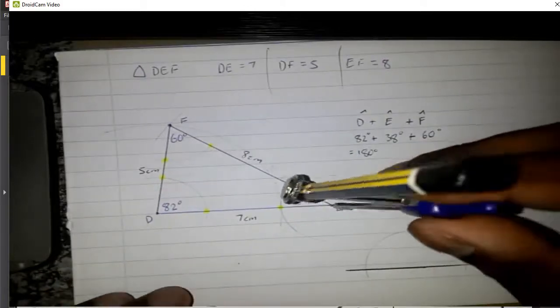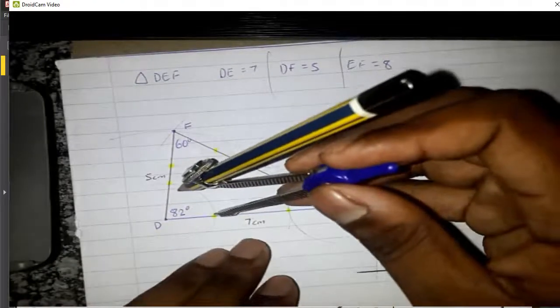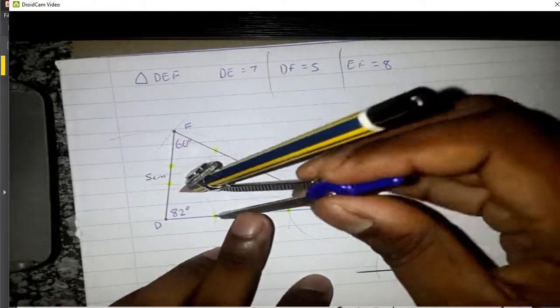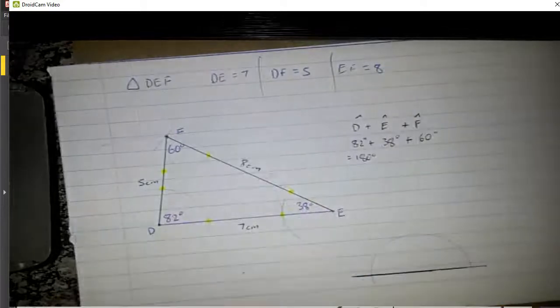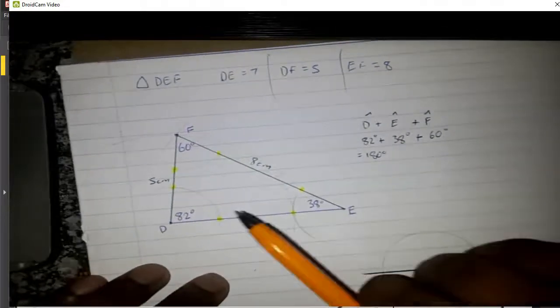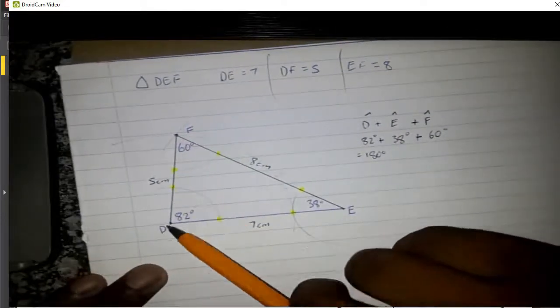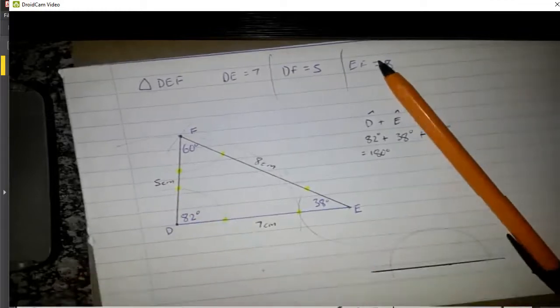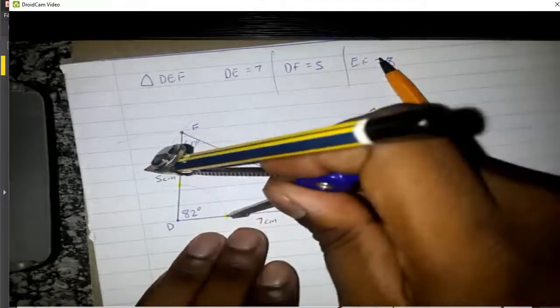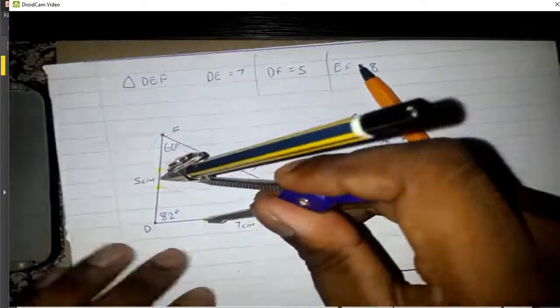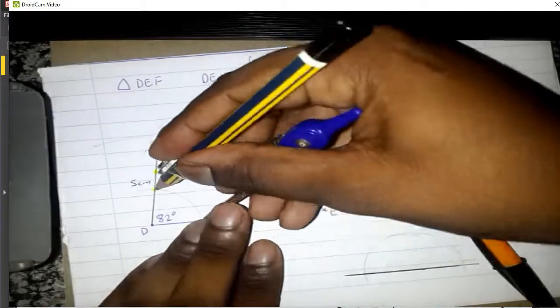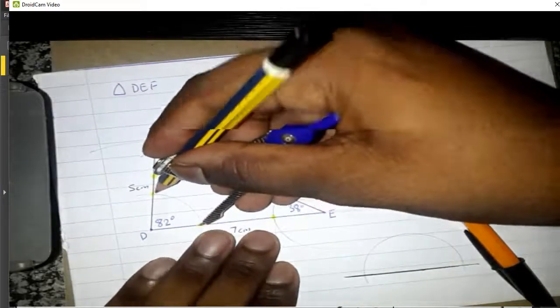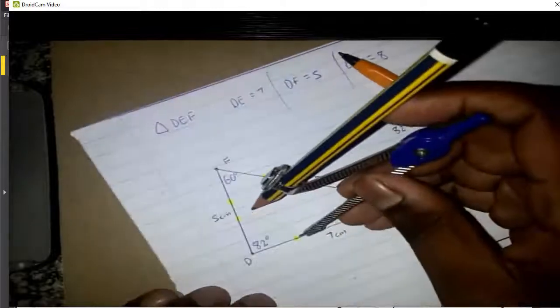Now let's measure, see from here. Okay, let me just show you first before I start to do it. From here to here, see our angle D, we can measure from here to here. That measurement, let's just get that. I'm not used to this compass, but anyways, let's work with it. I'm used to working like this.